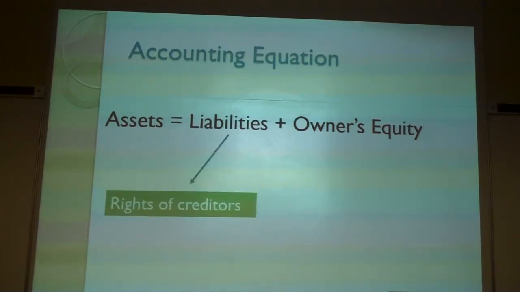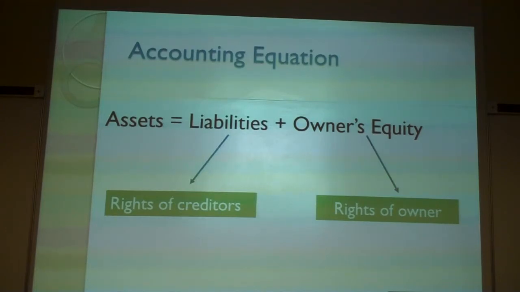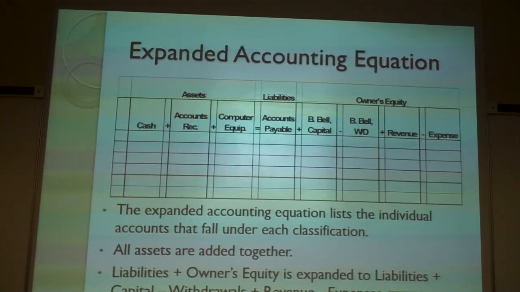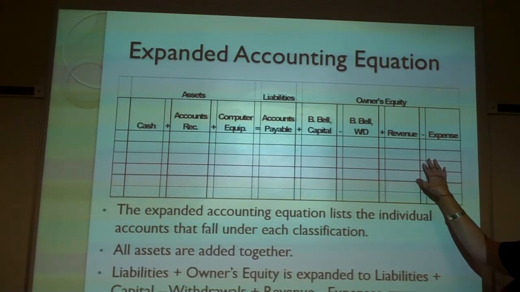There are the rights of the creditors, and this is the right of the owner or owners. Couldn't it be more than one? Yes. What's it called when it just has one owner? Sole proprietorship. And when it has more than one? Partnership. And when it's owned by the stockholders? Corporation. Okay, good. All right, here's the expanded accounting equation, and that's what your homework looked like.